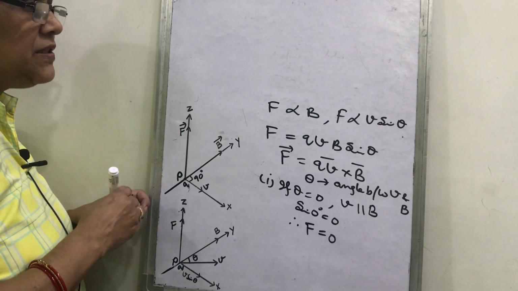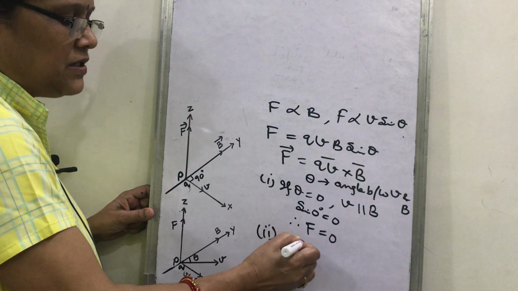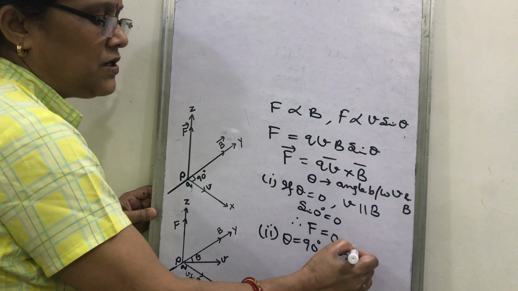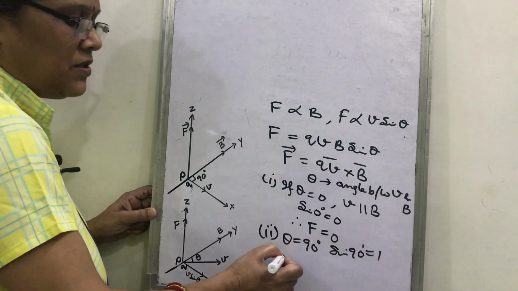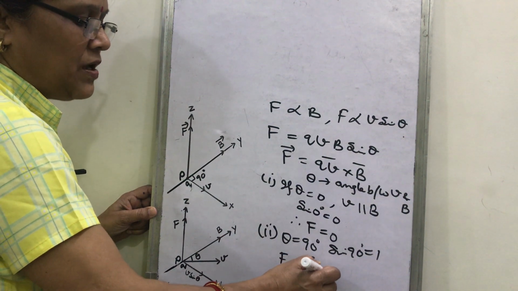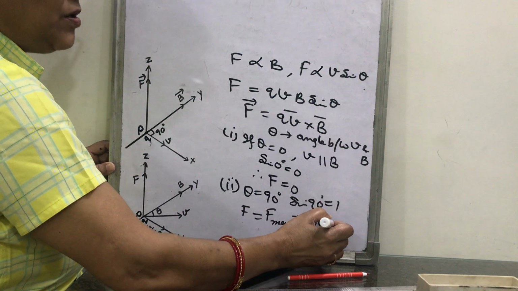What happens in the second case? If theta is 90 degrees, then you know sine 90 is 1. Then what will F be? F will be F maximum, and F maximum will be qvB.